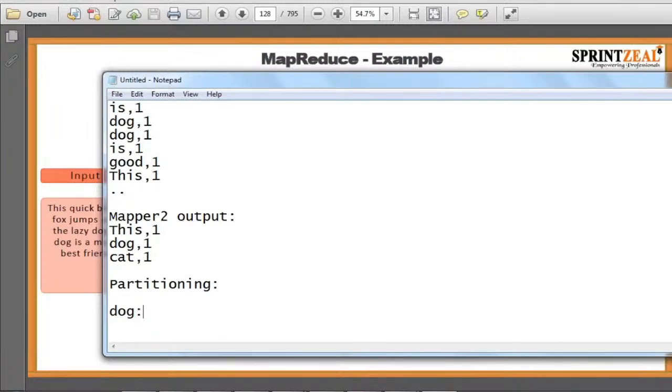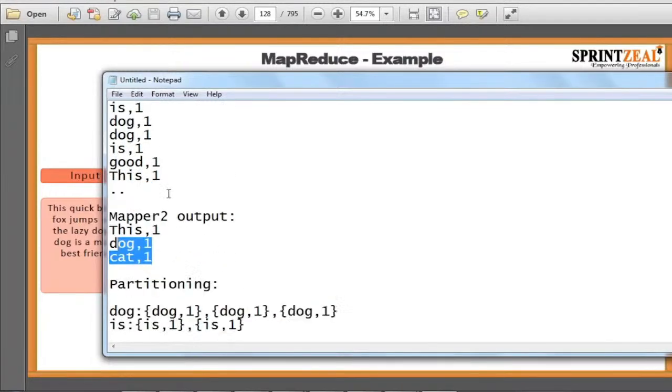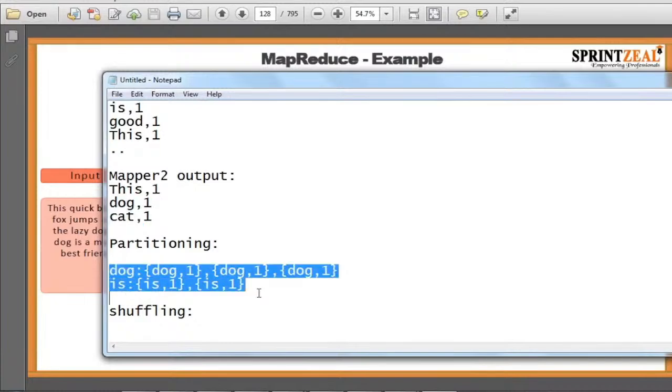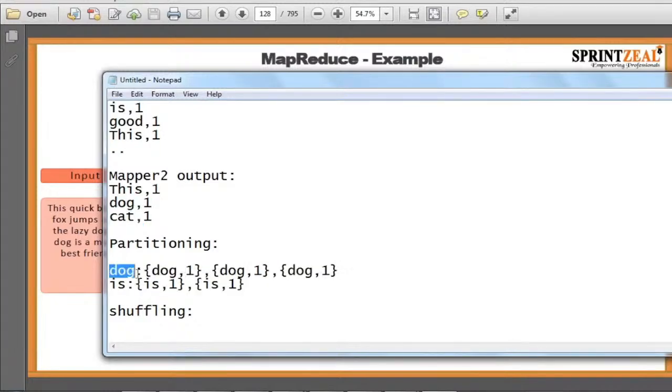What are the values for it? Dog 1 is one set, another set is dog 1, and the third set is also dog 1. And for is, how many sets are there? There is 1, and then there is another set of is 1. So this 2 is coming from over here, right? This is partitioning of the data by the key. So we are segregating the keys together.